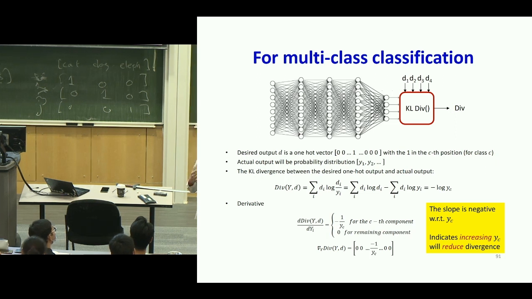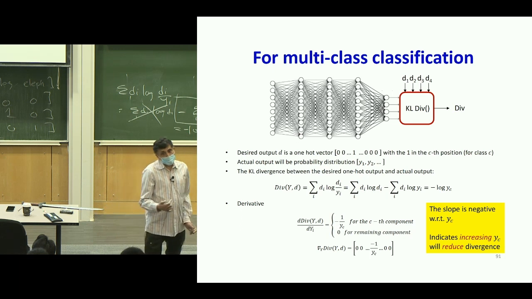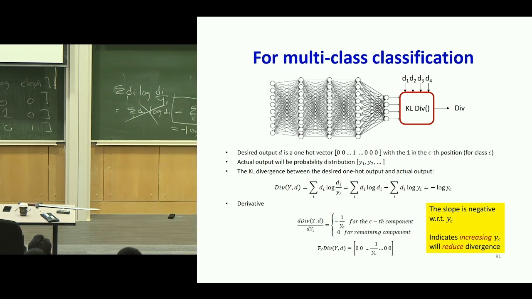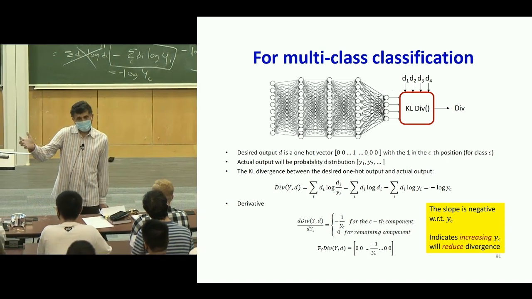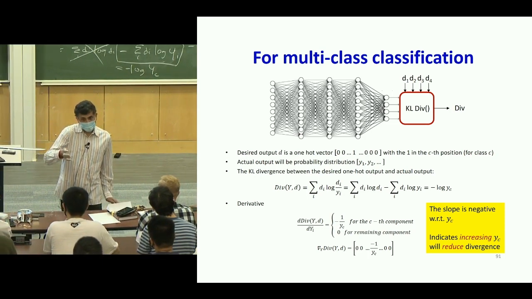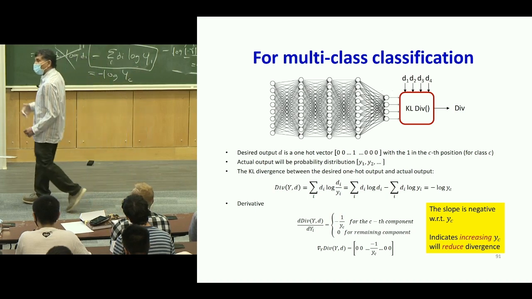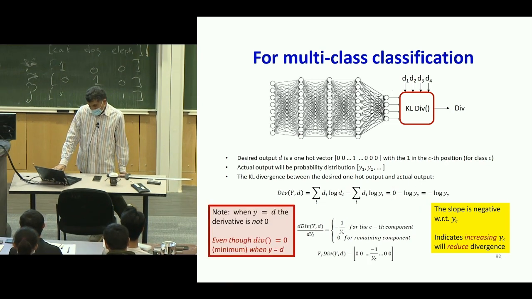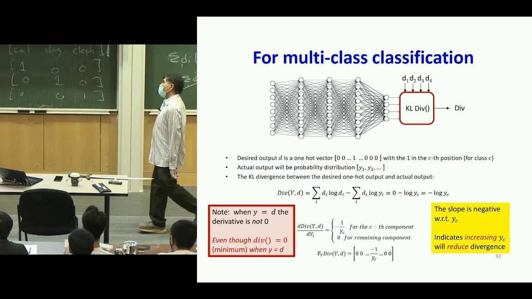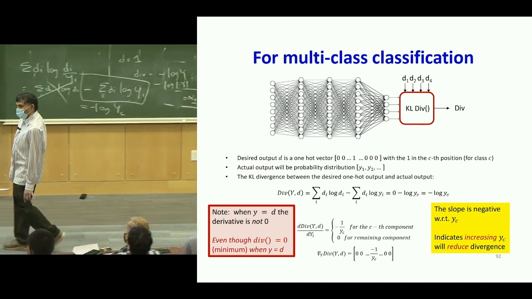Now tell me this again. If I were to use this formula for this derivative in gradient descent, what does it encourage me to do to the probability of the correct class? Because minus 1 over y is always, is it negative or positive? Negative. So it tries to increase y, right? So when you plug this formula into gradient descent, it's always going to try to increase the probability of the correct class, which also makes sense, right? And once again, when the output of the network is exactly right, the derivative is not 0, for the same reason that you saw earlier, so you've got to be careful about that.